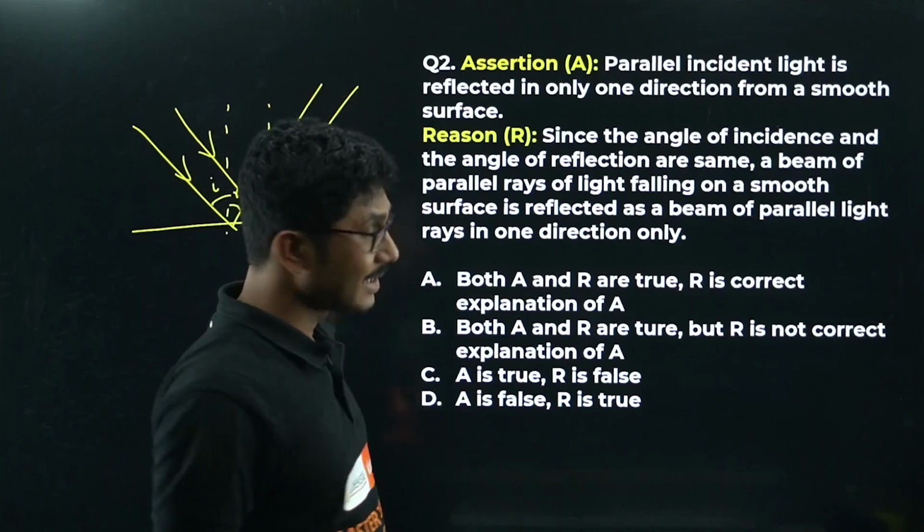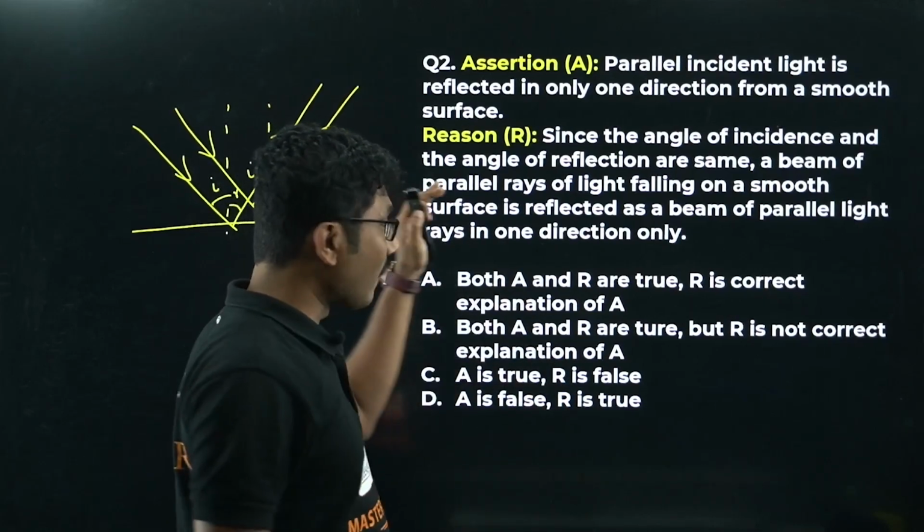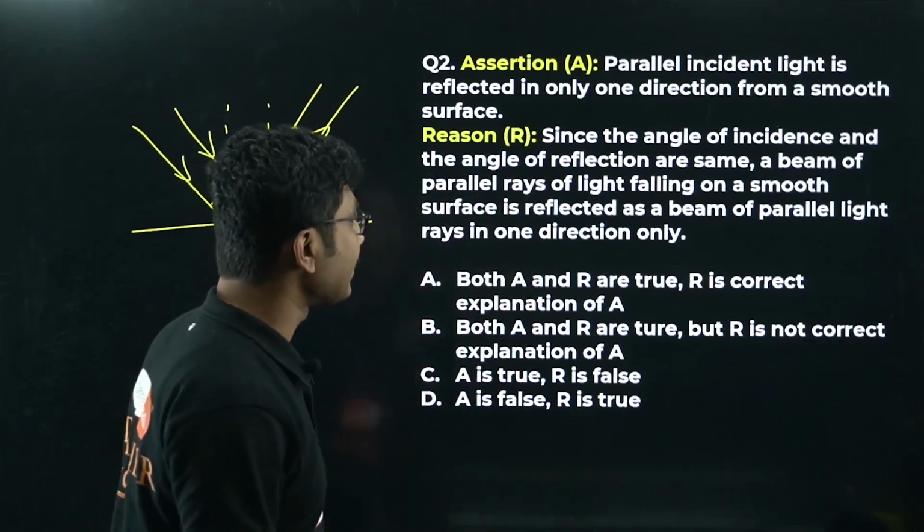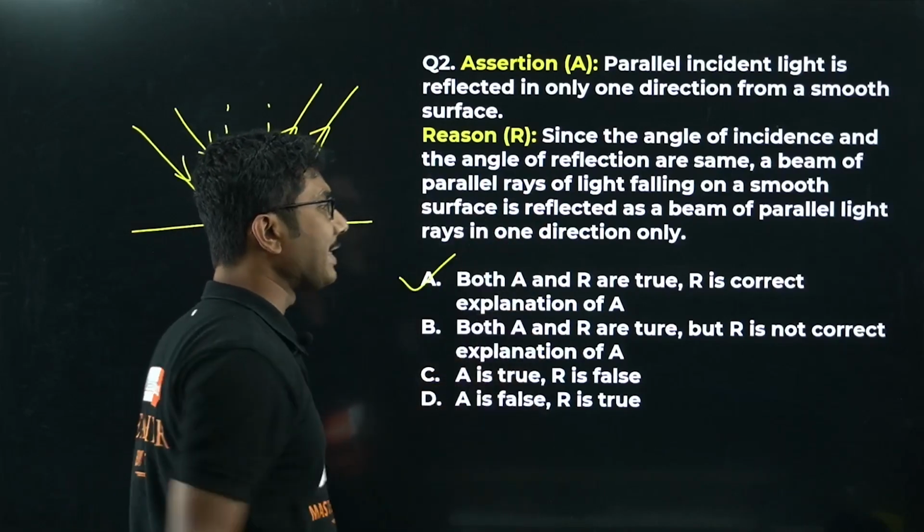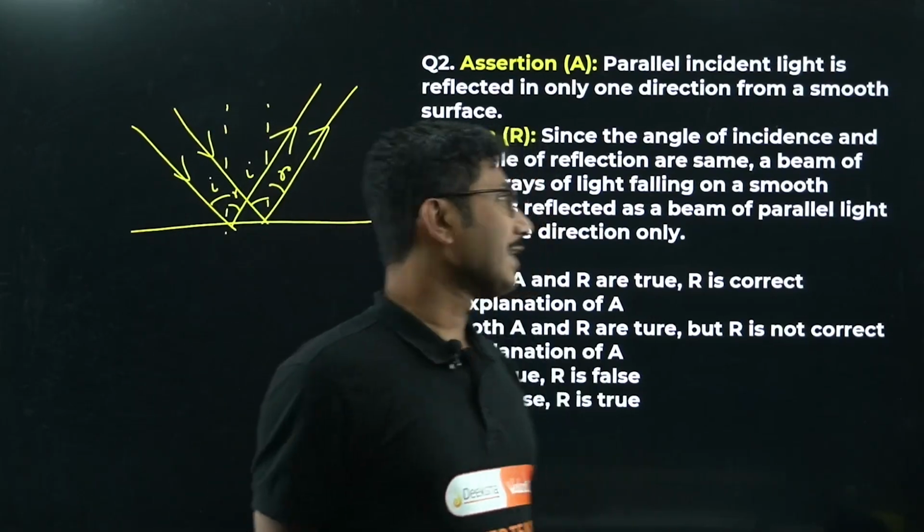So both assertion and reason are correct, and the reason is a correct explanation of the assertion. So option A is the correct answer for this given case.